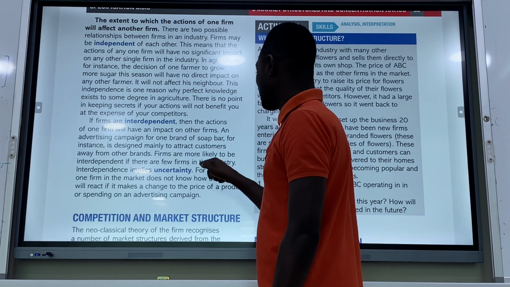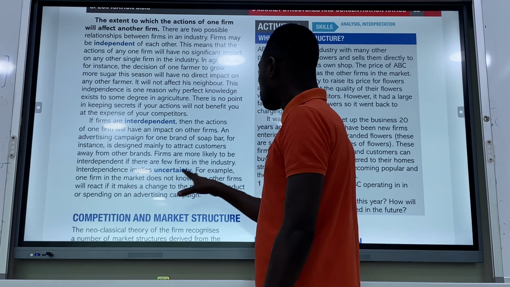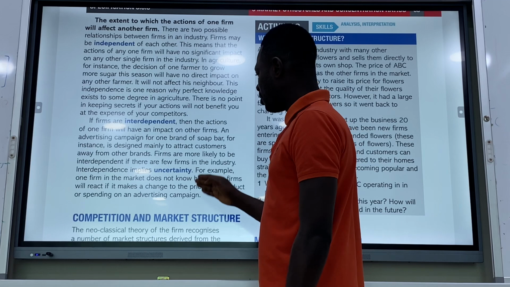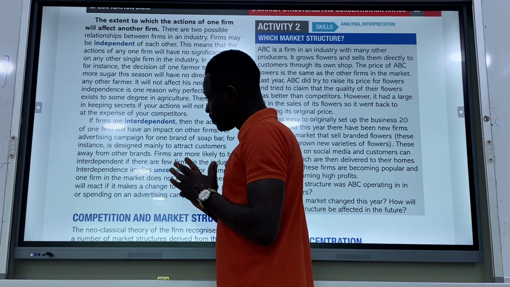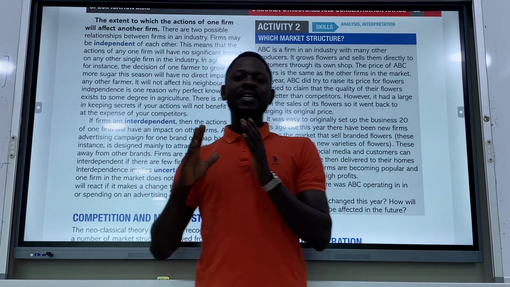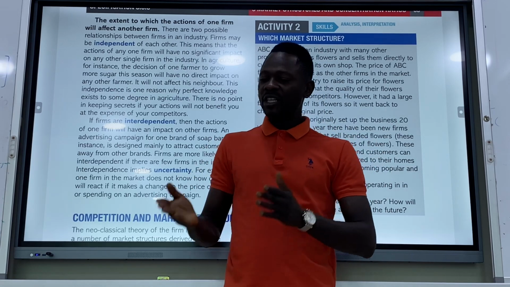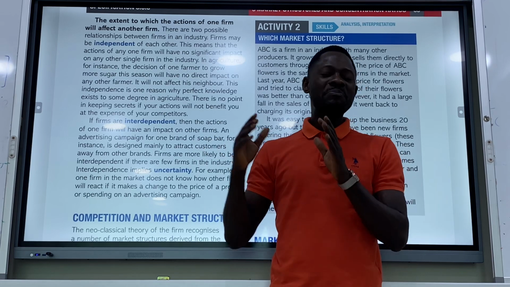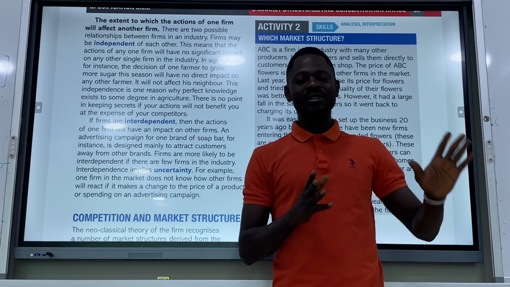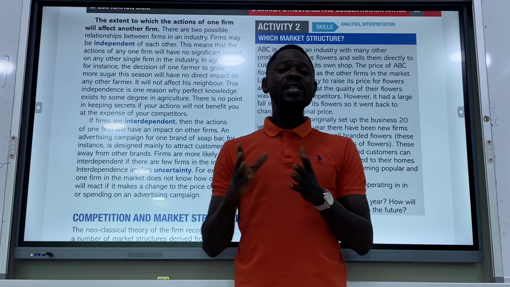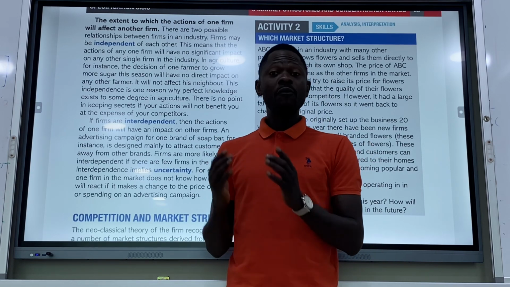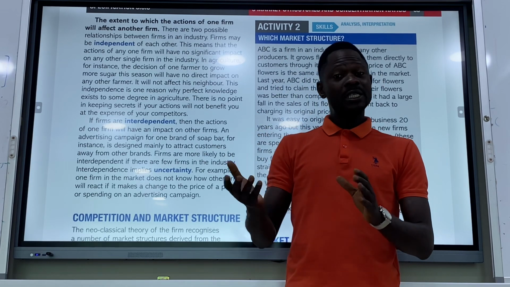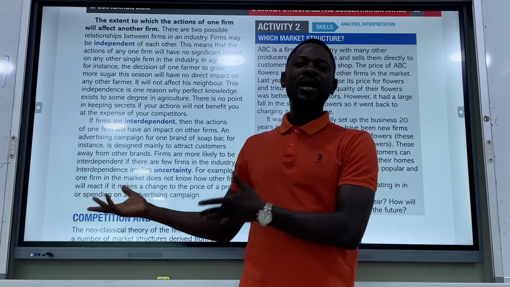Interdependence implies uncertainty. For example, one firm in the market does not know how other firms will react if it makes a change to the price of a product or spending on an advertising campaign. If the market is independent, it means the action of a firm does not affect the others. The action of a firm does not impact positively or negatively on other firms. That is independence. But when it comes to interdependence, it means the action of one firm will definitely impact other firms. For example, they make the example of pricing here.